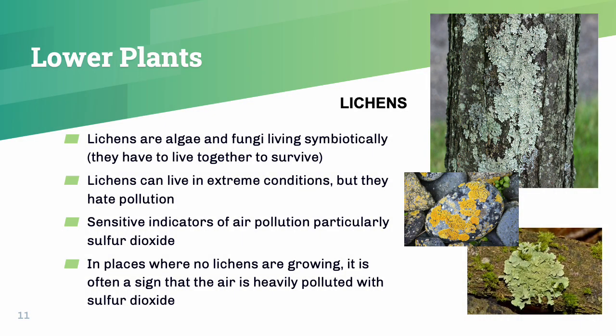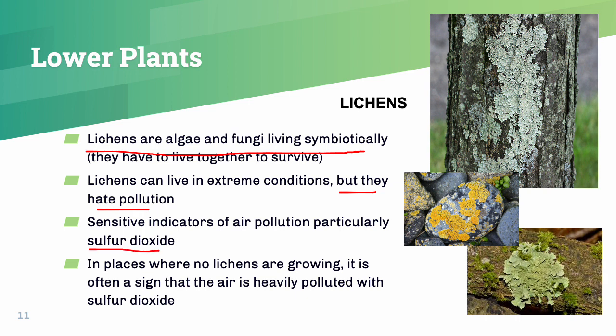Lower plants. When we say lower plants, we are pertaining to, of course, lichens. Lichens are algae and fungi living symbiotically, and they have to live together to survive. They can live in extreme conditions, but they hate pollution. So they are sensitive indicators of air pollution, particularly sulfur dioxide.